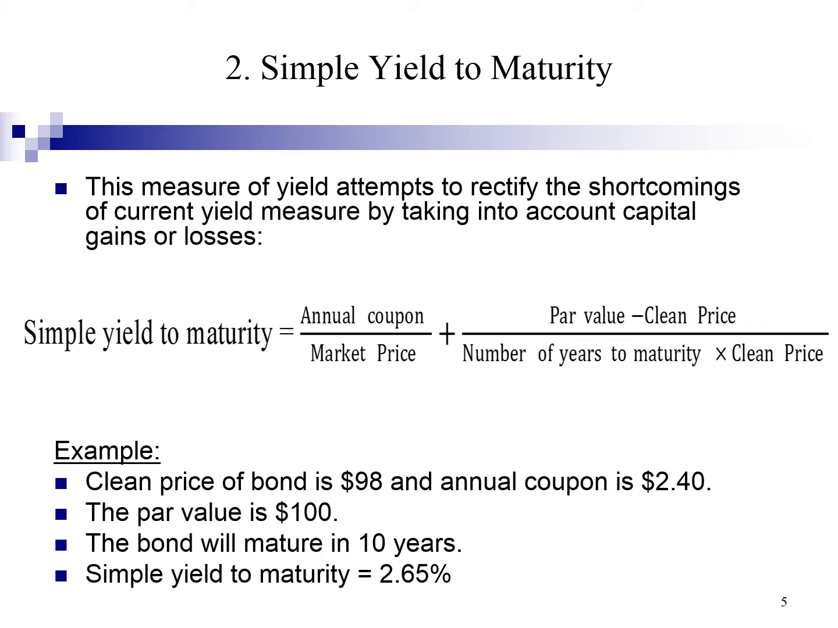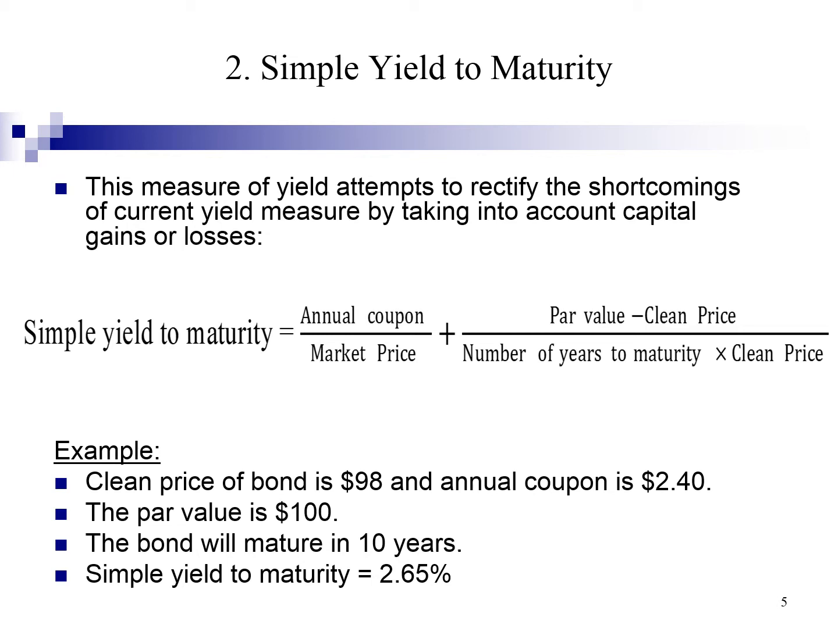The current yield measures only the cash income provided by the bond as a percentage of bond price and ignores any prospective capital gains or losses. Therefore, we are going to learn a second yield measure, the simple yield to maturity.